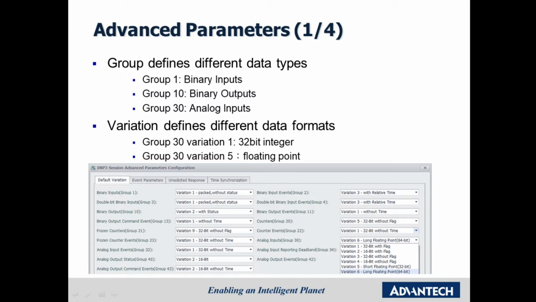Variation represents different data formats in one group. For example, in group 30, variation 1 is defined as 32-bit with flag, and variation 6 is another format, long floating point with 64-bit. So the user can change their data type here in advanced parameters.